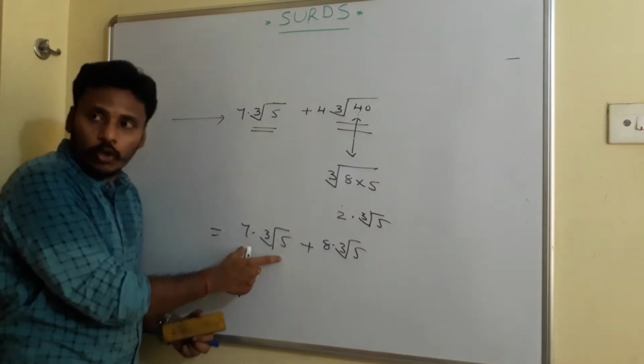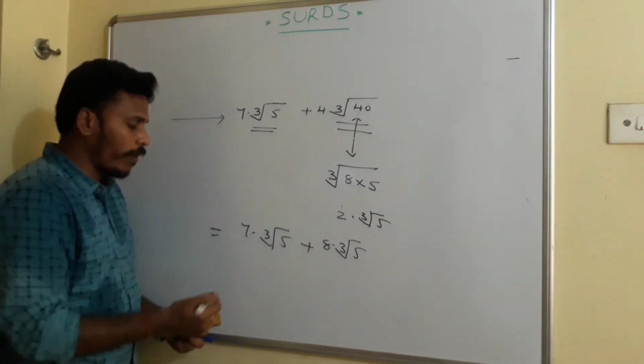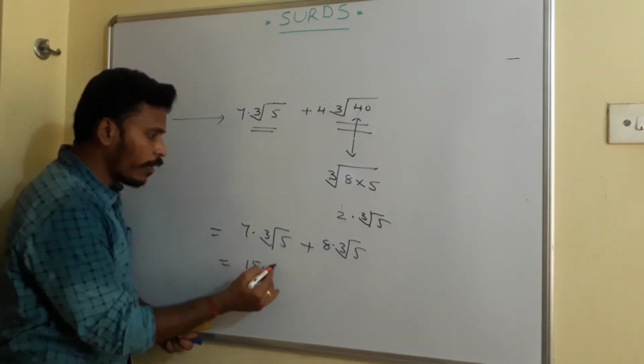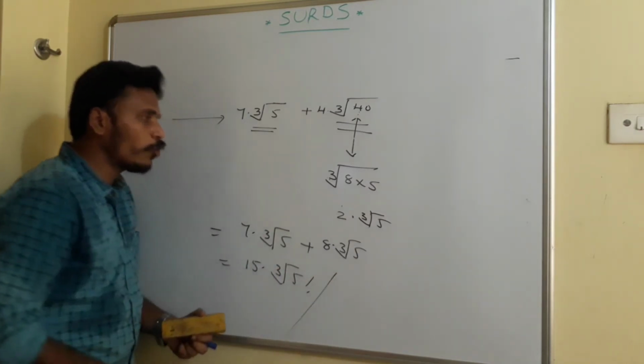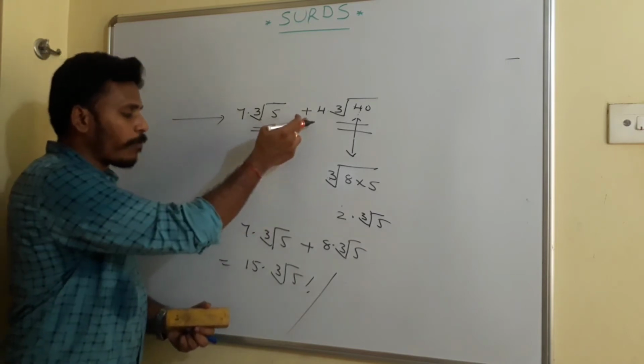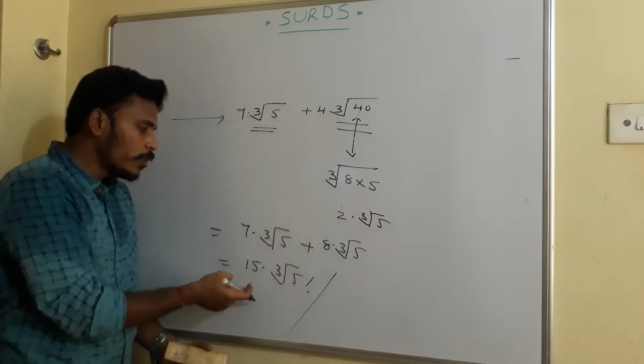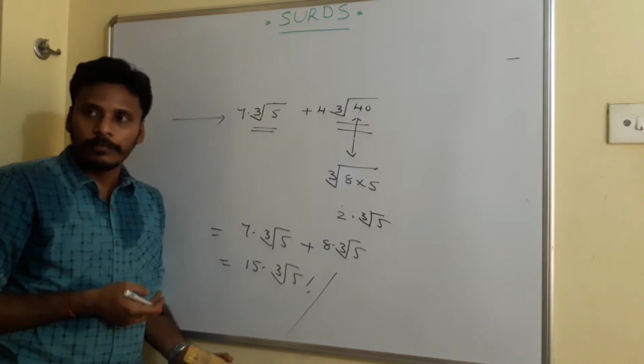So this is 7 into cube root of 5 and this is 8 into cube root of 5, and if you add, it becomes 15 into cube root of 5. So like this you need to add. If there is a symbol of subtraction, you just do subtraction, and you get it as minus cube root of 5.